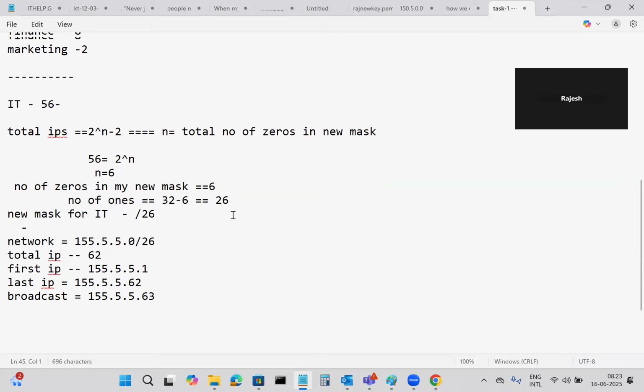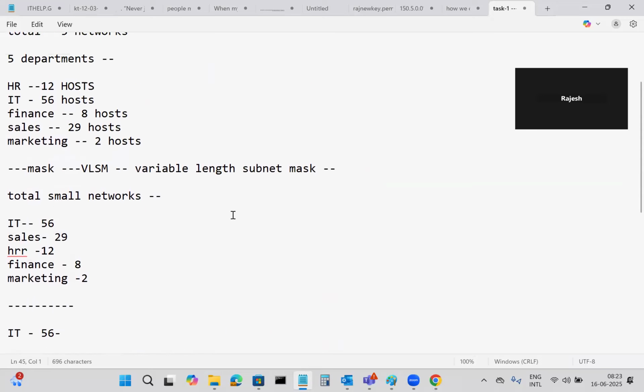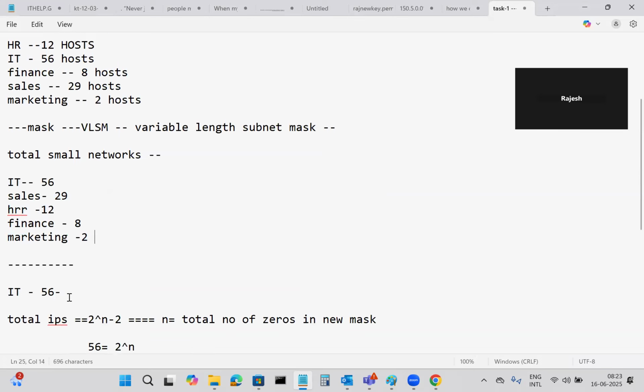Yeah, how I'm approaching this question, I'm not finding out the total number of networks and all. What I'm doing is writing my requirements from top to bottom: the highest requirement, then the second highest, then third, then fourth, and then the last one. This way I will write down my networks. And after that, I will take the IT department.